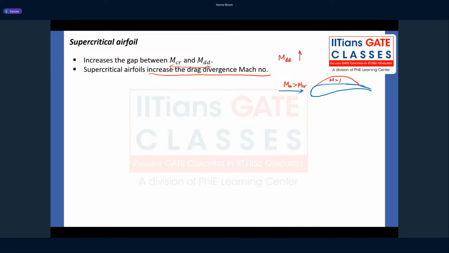Of course there is a shock also. The supersonic pocket is going to end in a shock, but the shock is going to be very, very weak. Because there is a weak shock, it will not increase your drag so much. In conventional airfoils, what will happen? This supersonic pocket will terminate in a very strong shock, which increases the drag so much.